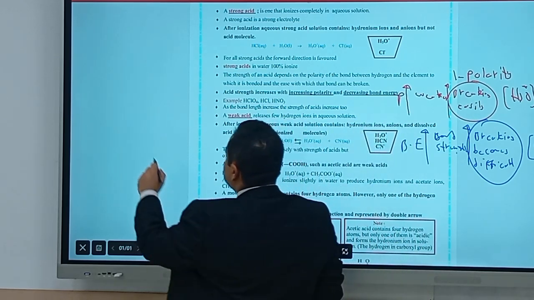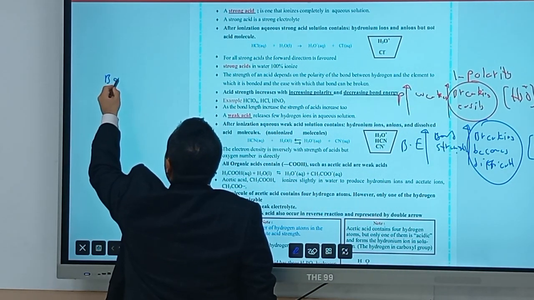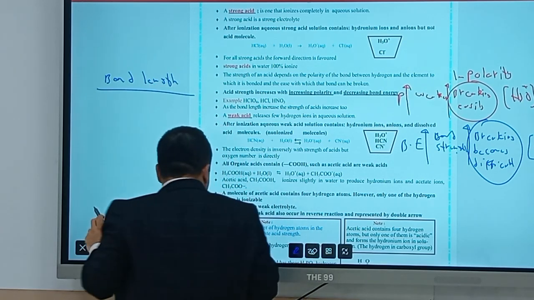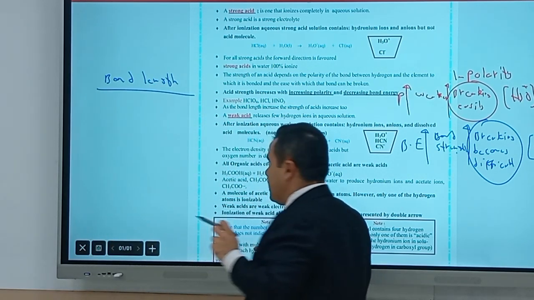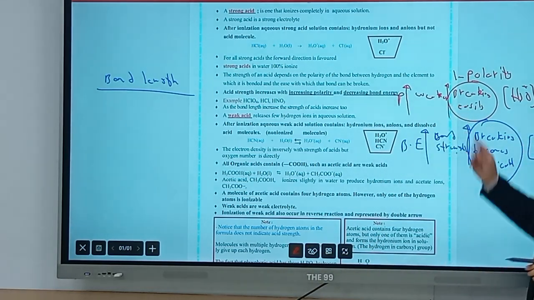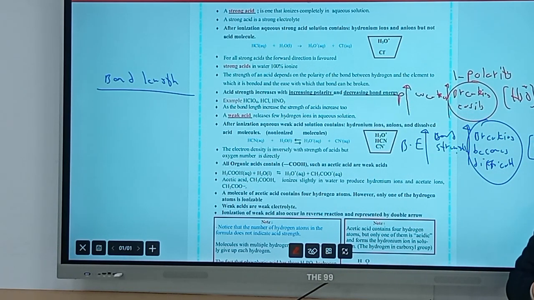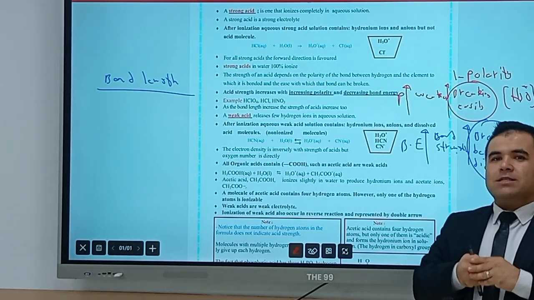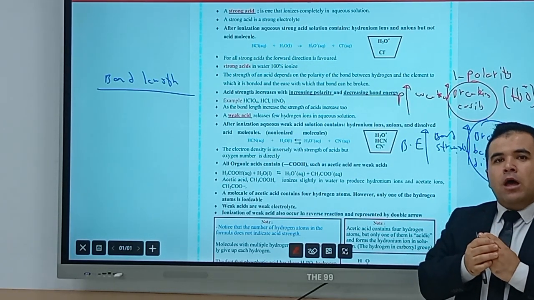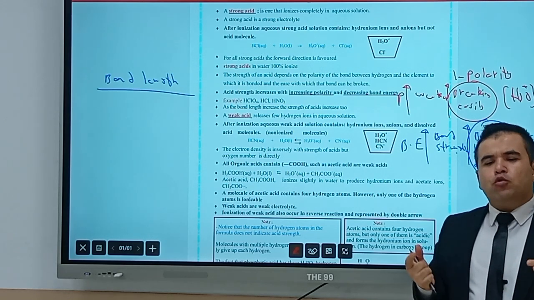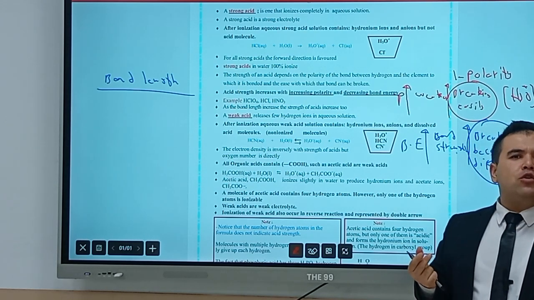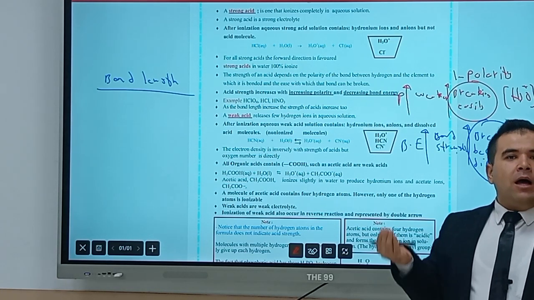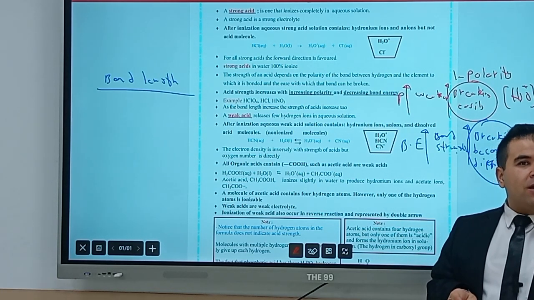The third factor, guys, is bond length. For the binary acids, unlike the oxyacids, this polarity was for the oxyacids. For the binary acids, for example HF, the bond in HF is more polar than the bond in HCl, HBr, and HI. But why is HF classified as weak?